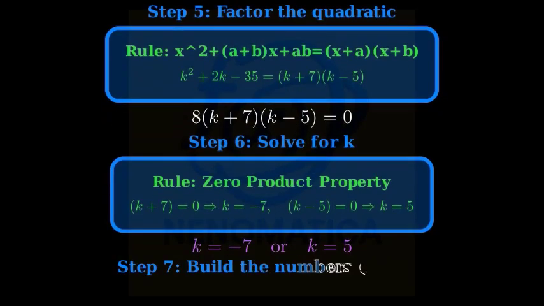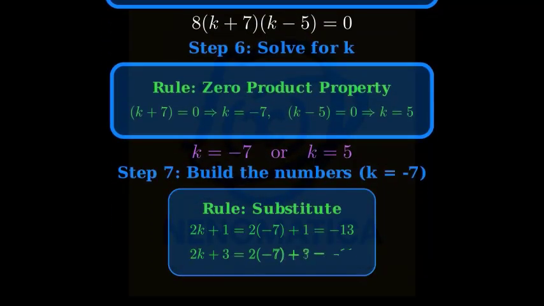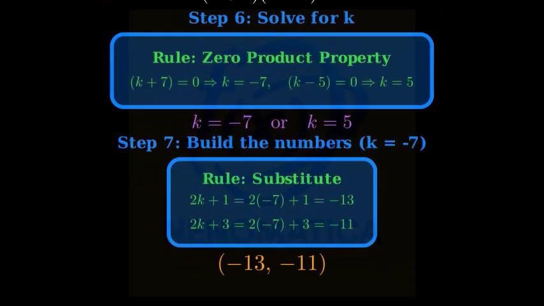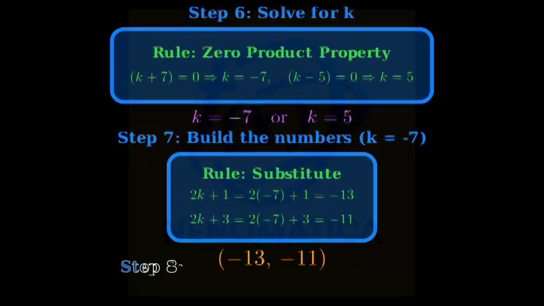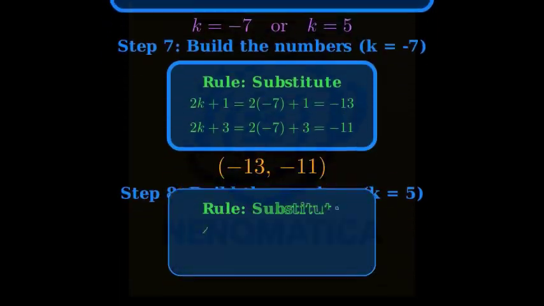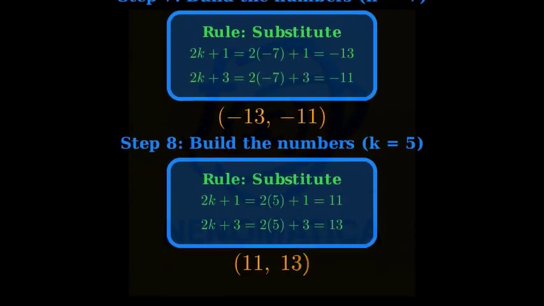Step 7. Substitute k equals negative 7 back into the expressions 2k plus 1 and 2k plus 3 to get negative 13 and negative 11. Step 8. Substitute k equals 5. The numbers are 11 and 13.